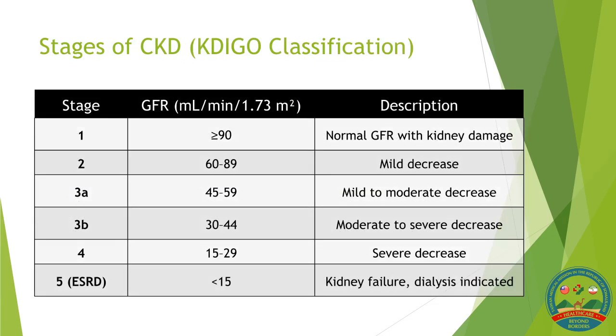Chronic kidney disease is divided into 5 stages, based on the GFR level. In stage 1, GFR is still normal, above 90, but there's kidney damage. Stage 2 means a mild decrease, between 60 and 89. In stage 3, the GFR drops to between 30 and 59. We often split this into 3A and 3B, showing moderate decline. Stage 4 is severe, with GFR between 15 and 29. And finally, stage 5, also called end-stage renal disease, means GFR is below 15 and dialysis is usually needed.